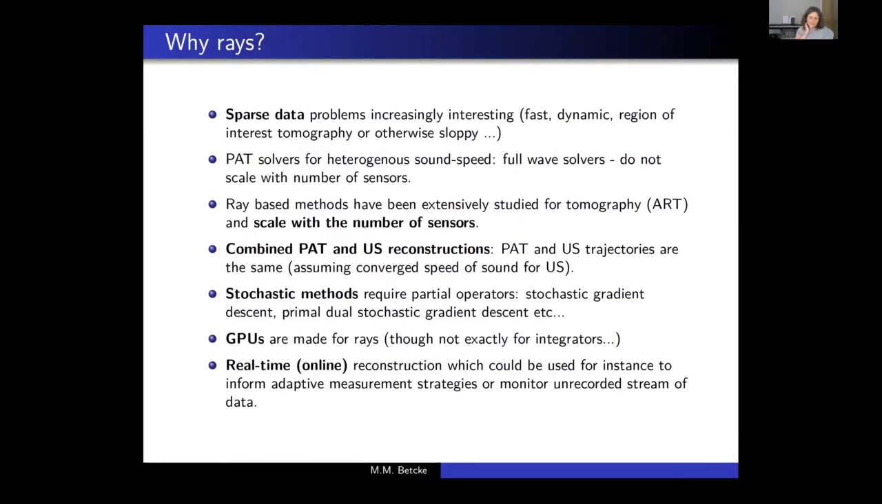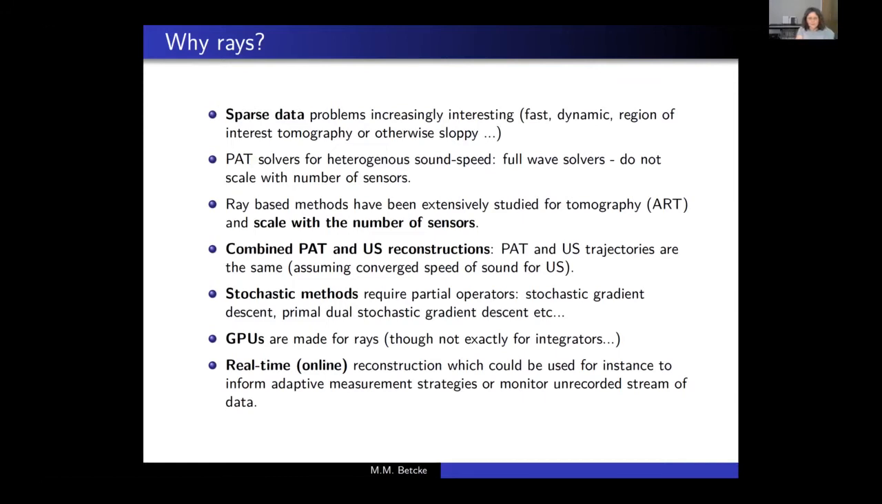It also is redeemed by the advent of stochastic gradient type methods that are so popular in machine learning nowadays. So we are seeing these partial forward operators coming in from this direction as well. Rays are massively parallel. They can be executed on GPUs, which are tailor-made for rays, though not exactly the type of rays I'm going to talk about.